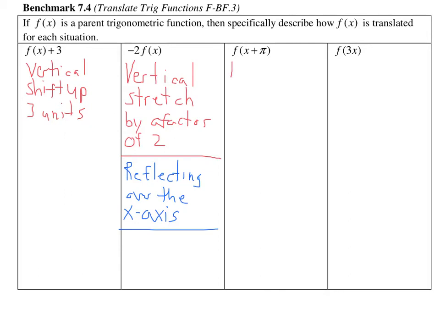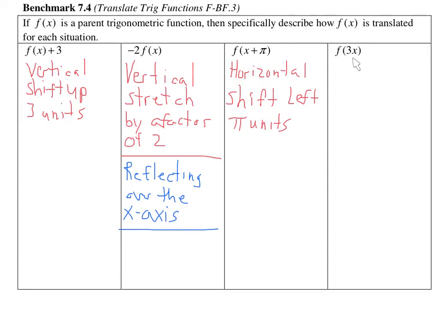So this is going to be a horizontal shift, not a stretch. And which direction? Is it left? Yes, because in the negative, it's the opposite. Left pi units. Now, if it was a negative, again, this would be in the right direction. So it's either left or right, horizontally moved.